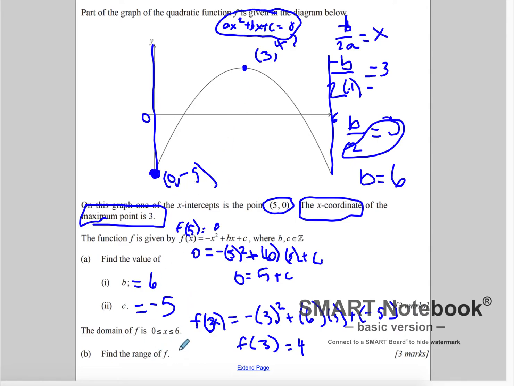So my range is between negative 5 and 4. And you can write that as an inequality too if you want. I just chose to use my brackets. All right, so let's take a look at the next question.